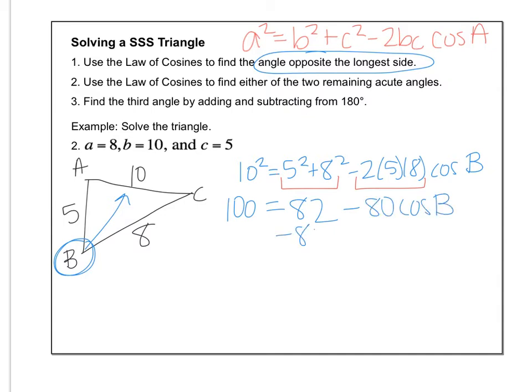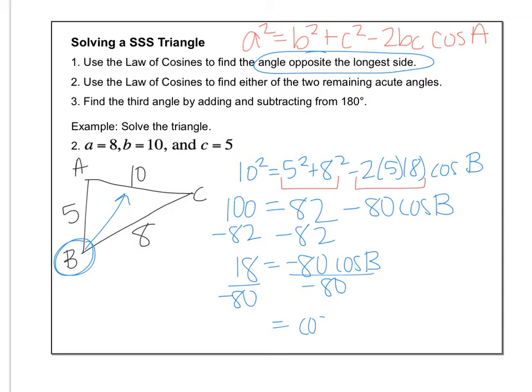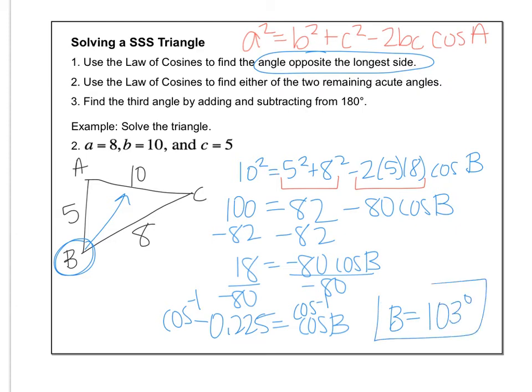And then we start to solve this. Moving the 89 first, you get 11 is equal to negative 80 cosine B, and then we divide by negative 80. And we're going to get cosine B equal to negative 0.225. And then our last step to solve for the angle is to do cosine negative 1. So I should get angle B is equal to, that's 103 degrees. So there's my first answer.